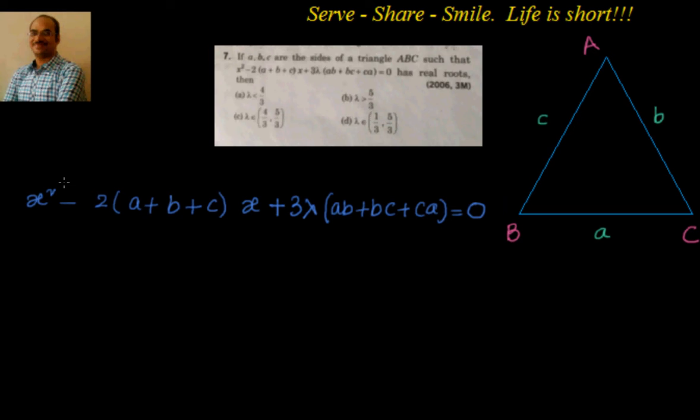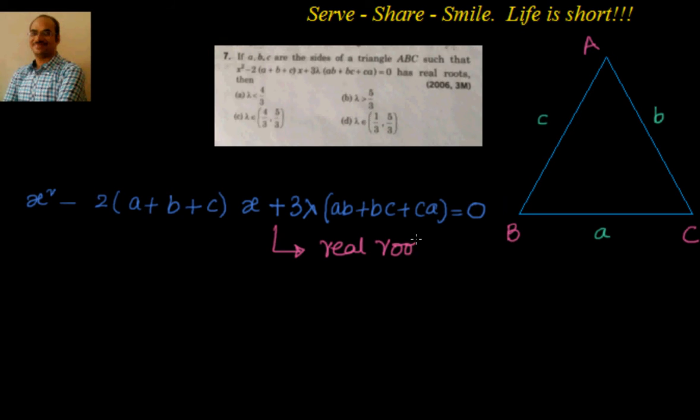So let me repeat that. We have been given a triangle ABC. Capital A, capital B, capital C are the vertices. So small a, small b, small c are the lengths of the sides opposite to them. So BC is small a, AB is small c, and AC is small b. We have been given a quadratic equation x square minus 2 into (a plus b plus c) into x plus 3 lambda into (ab plus bc plus ca) equal to 0. We have been told that this is having real roots.